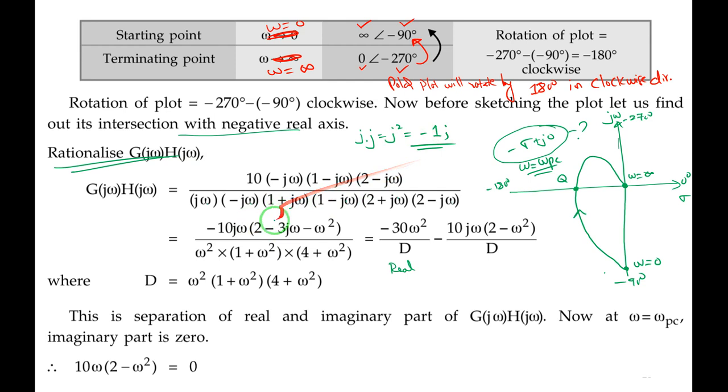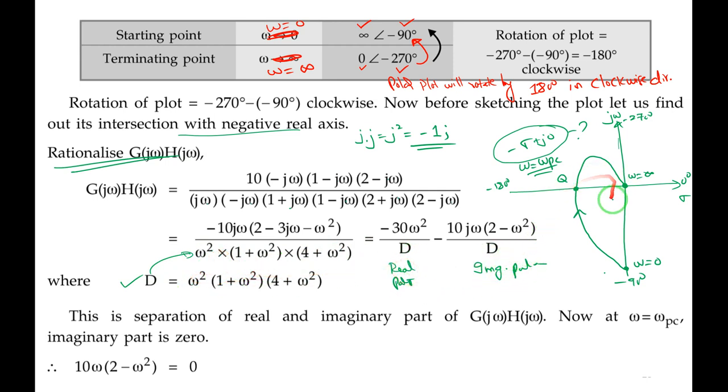So using that, we multiply. They are multiplying. This is the real part and this is the imaginary part. So for G of j omega, first we rationalize. After rationalizing, this is the real part and this is the imaginary part. The denominator is omega square into 1 plus omega square into 4 plus omega square; they call it D instead of writing this. What is this D? D is nothing but this denominator, this one, right?